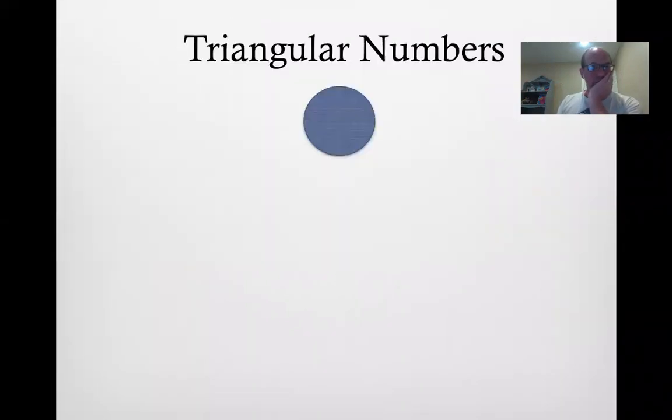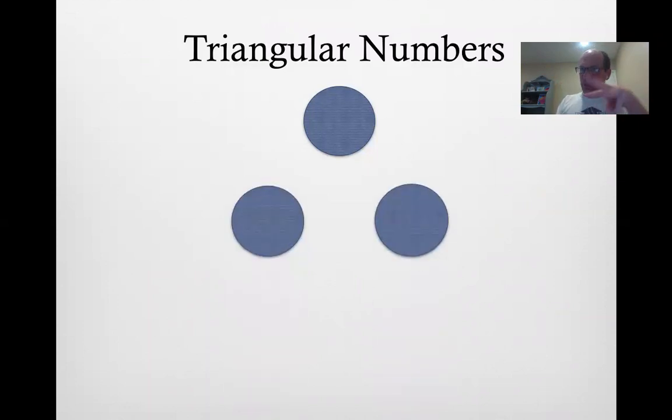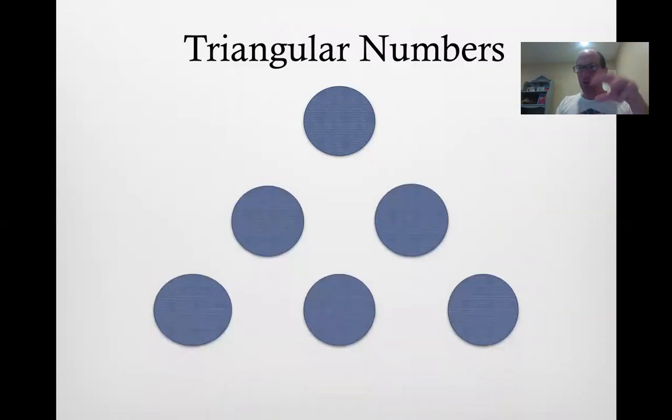All right, so our triangular numbers. That's our first triangle, 1. Second triangle, 3. Third triangle, 6.